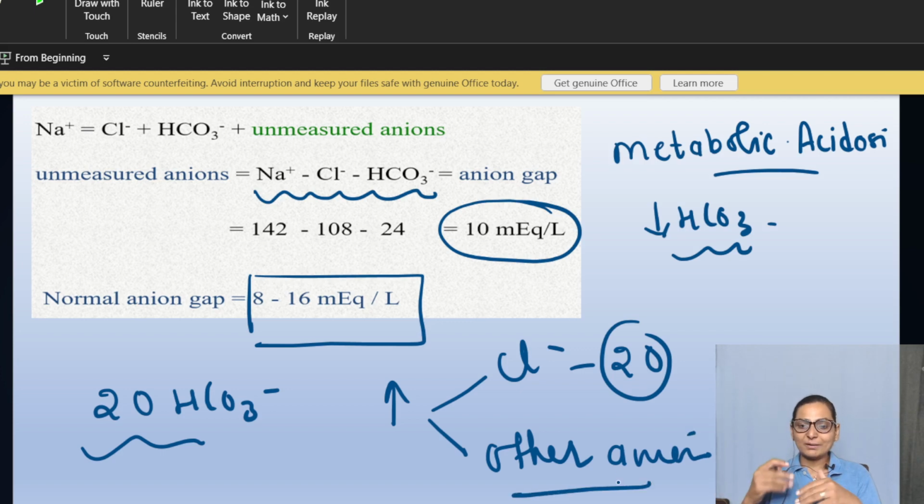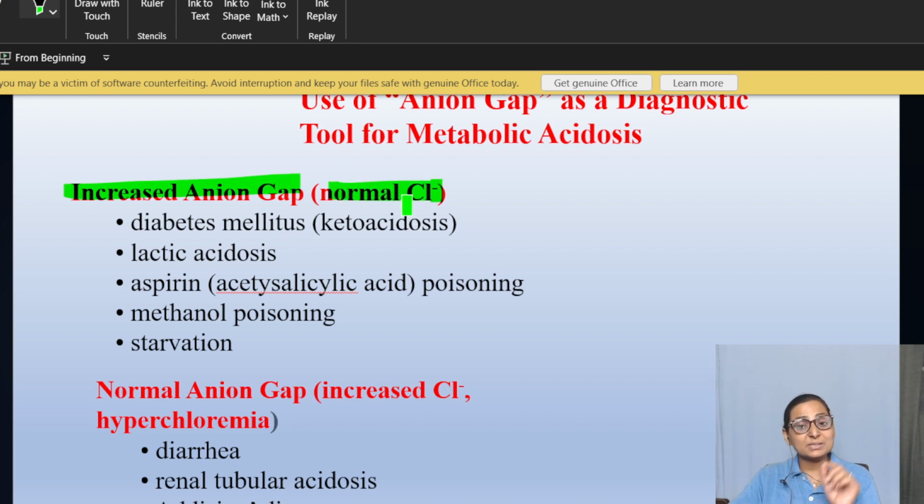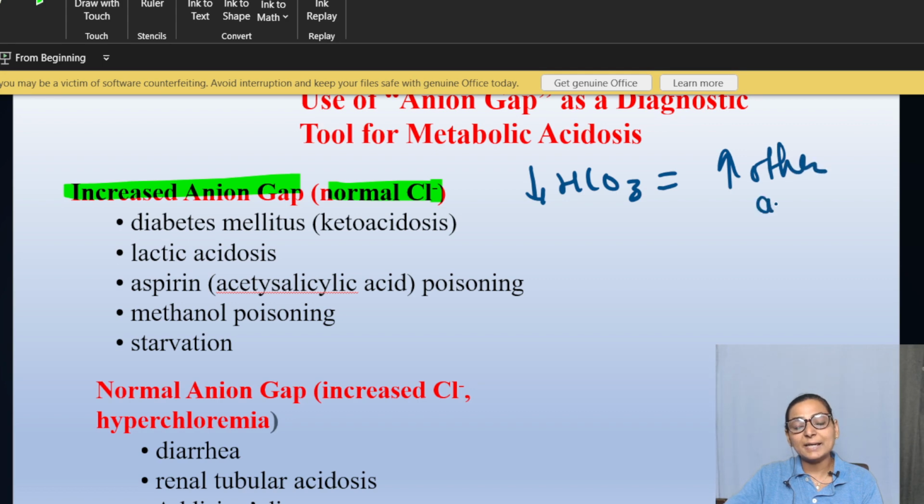So when you are raising any other anion to compensate for the loss of bicarbonates, at that time you create an anion gap. That means at that time you are creating an increase in the amount of unmeasured anions. So whenever there is an increase in the anion gap, the chloride will be normal, because this time what did you do? The loss in the bicarbonates was compensated by increasing other anions.